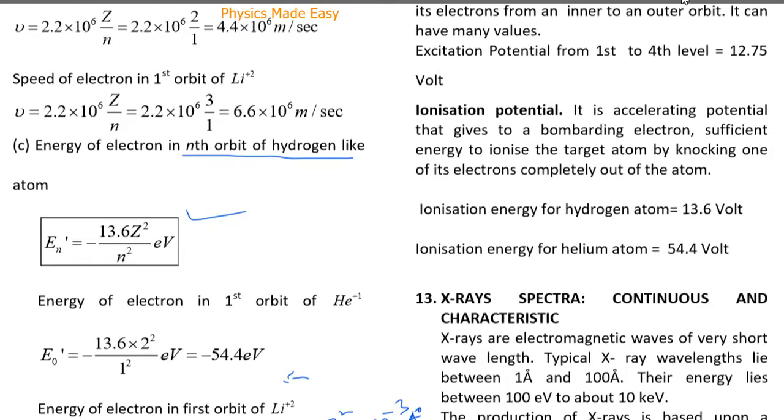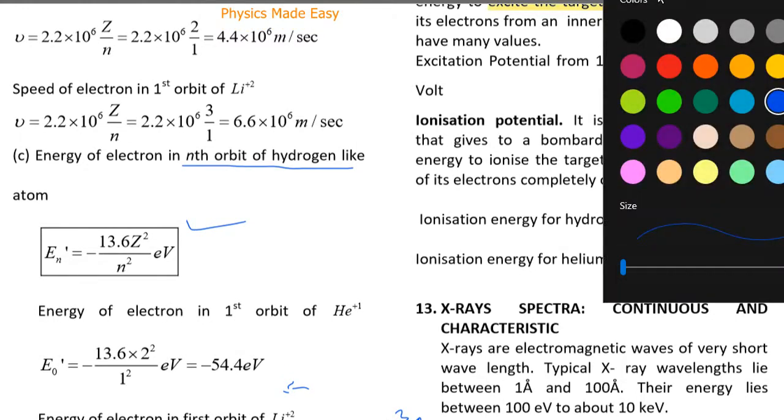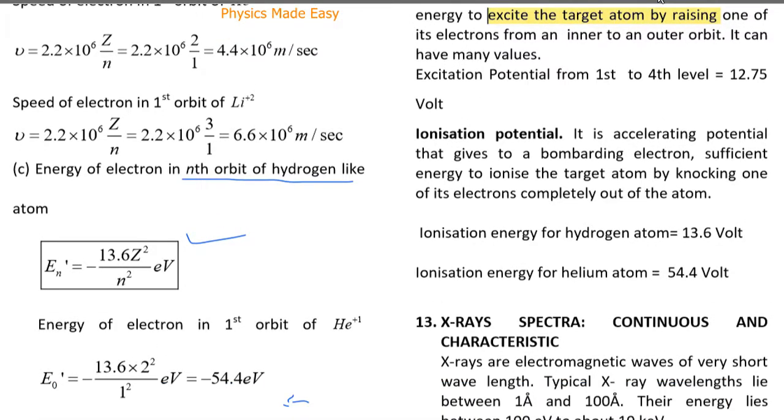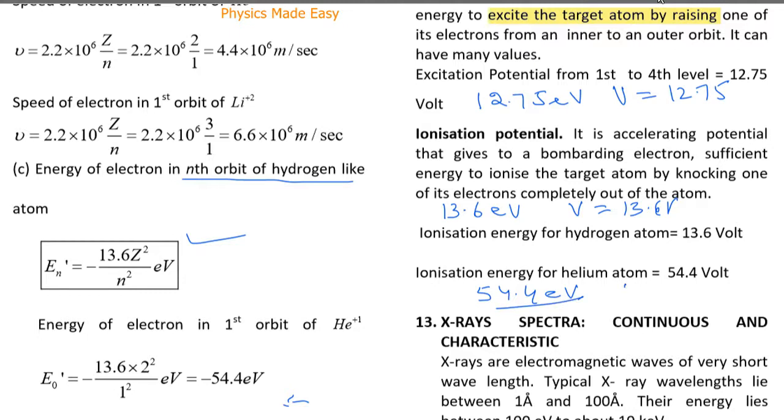So the excitation energy was 12.75 electron volt, and excitation potential is just 12.75 volt. Similarly, ionization energy for hydrogen is this much, and ionization potential V is just 13.6 volt. Ionization energy for helium is 54.4 electron volt, and ionization potential for helium is 54.4 volt. Just remove electron volt.